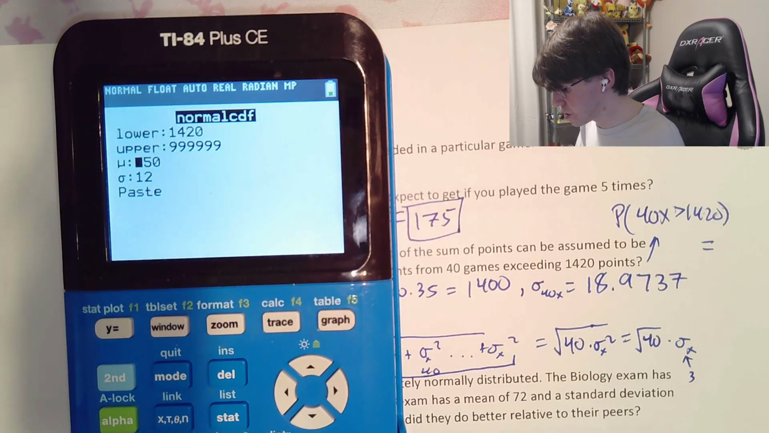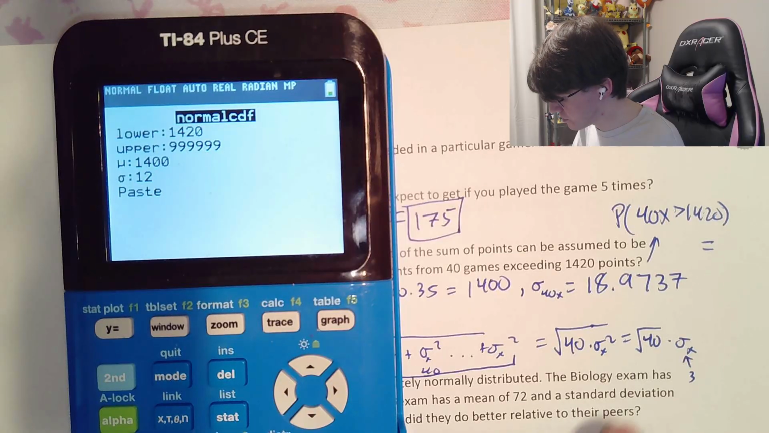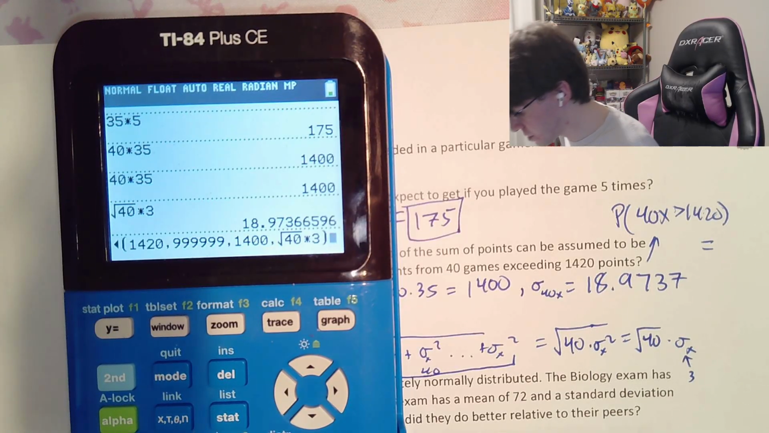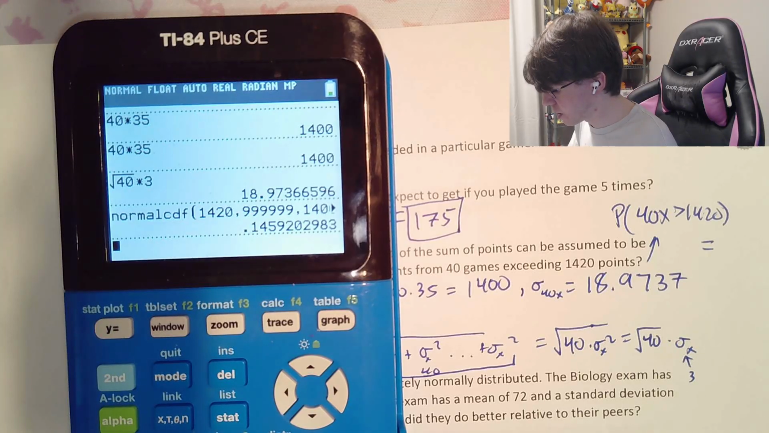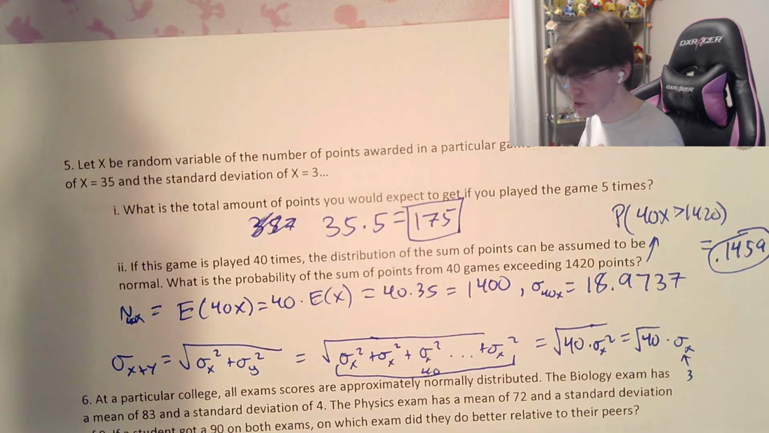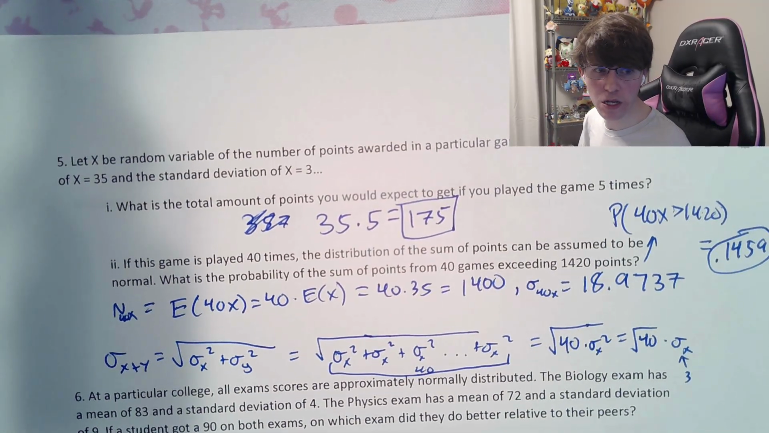Our average here we wrote down was 1,400. And our standard deviation, we can actually type it in perfectly, right? We can do square root of 40 and then times 3 to make it a perfect answer. Let's do that. Perfect answer there of 0.1459. There it is. We're done.